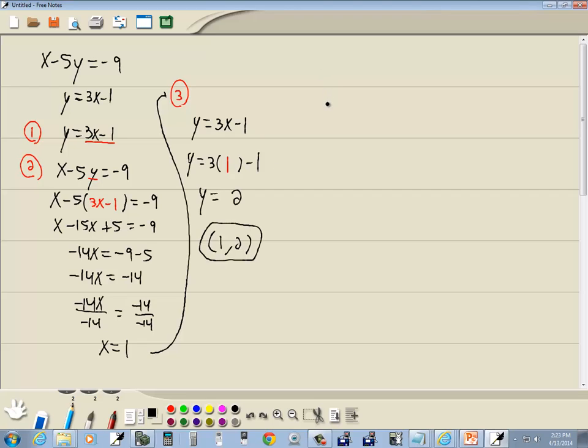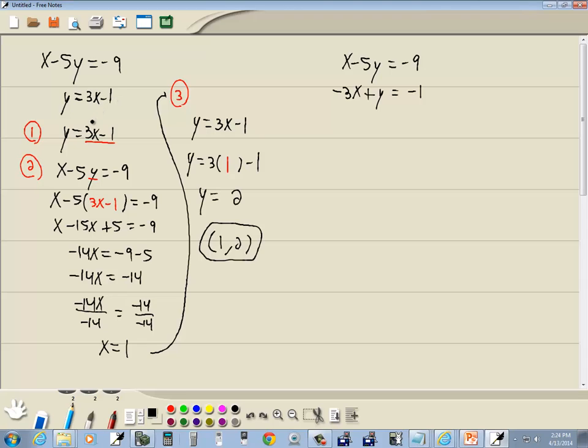Okay, now to do it on the calculator, we have to have all the variable terms on one side and the constant terms and numbers on the other side. My first equation is fine. x minus 5y is equal to negative 9. For my second equation, I'm going to take this 3x and move it over to the left side, and it becomes a negative 3x, plus y is equal to negative 1.